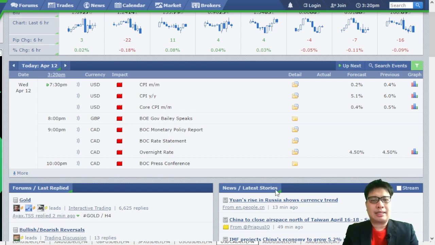If you can see here, we have CPI monthly, which is forecast at 0.2%. This will affect the market in the short term, which means when the data is released, the market will see the forecast from the CPI monthly, month to month. Meanwhile, the CPI yearly, year to year, shows the inflation condition in the US.